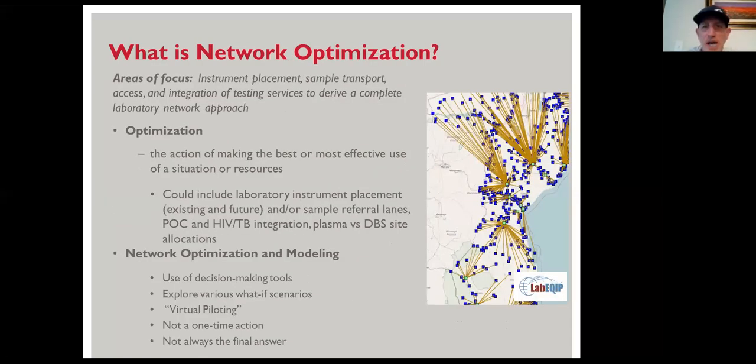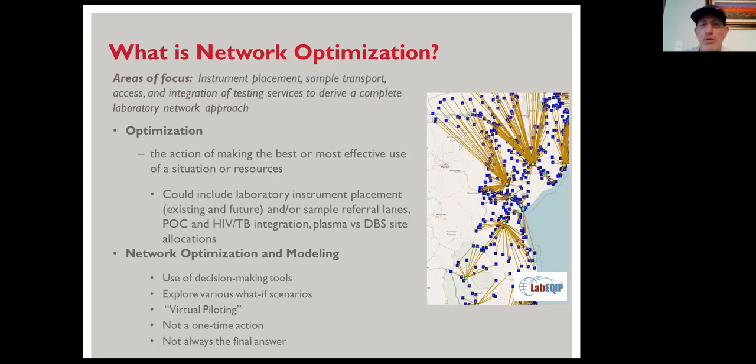So what is network optimization overall? Again, we're looking at 4 or 5 of the key things that I mentioned earlier. When we think about optimization, it's basically maximizing the use of what you currently have. We're creating an approach that would be more efficient as part of addressing your overall programmatic expansion. As I mentioned earlier, this could include placement of your current instruments, as well as planning future ones, and then looking at different sample transport options.